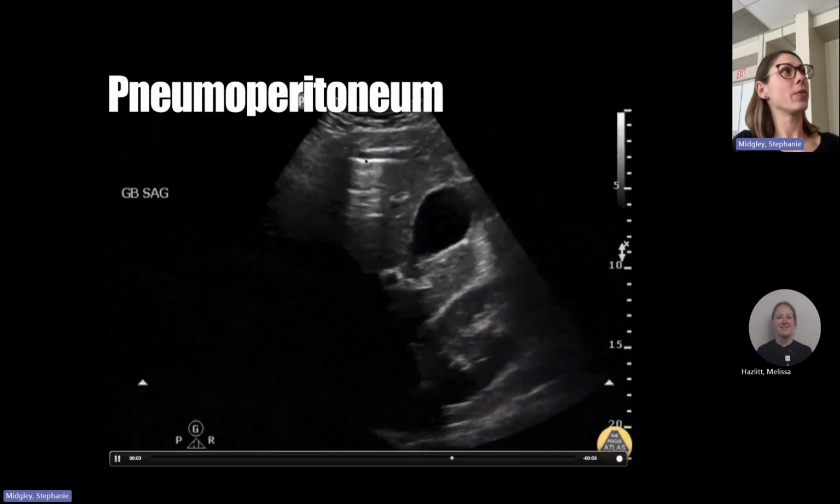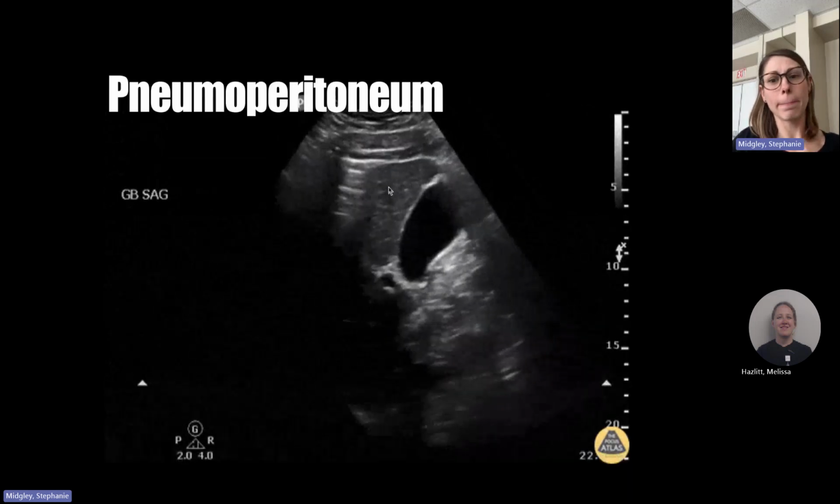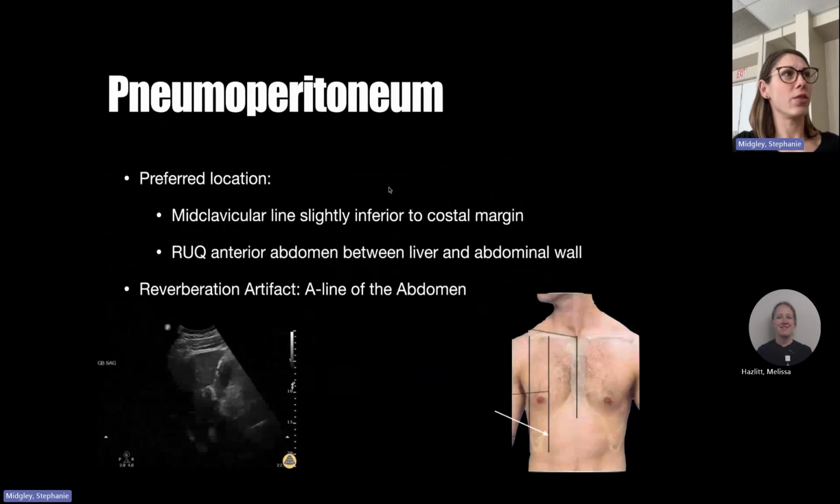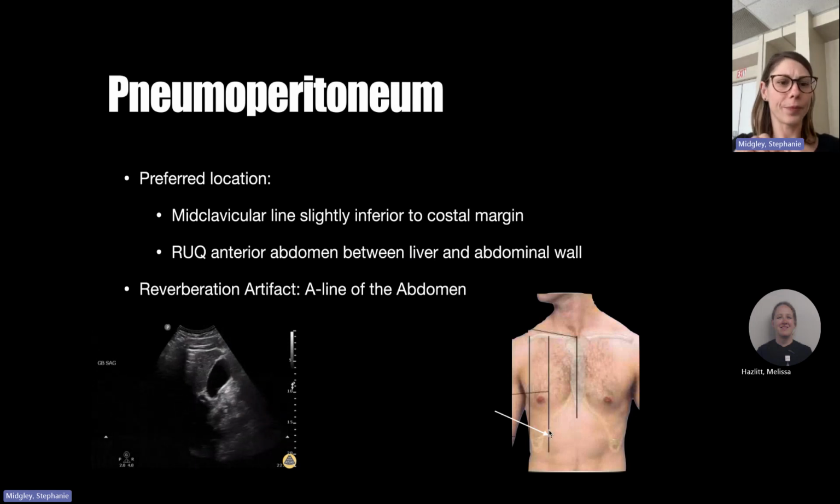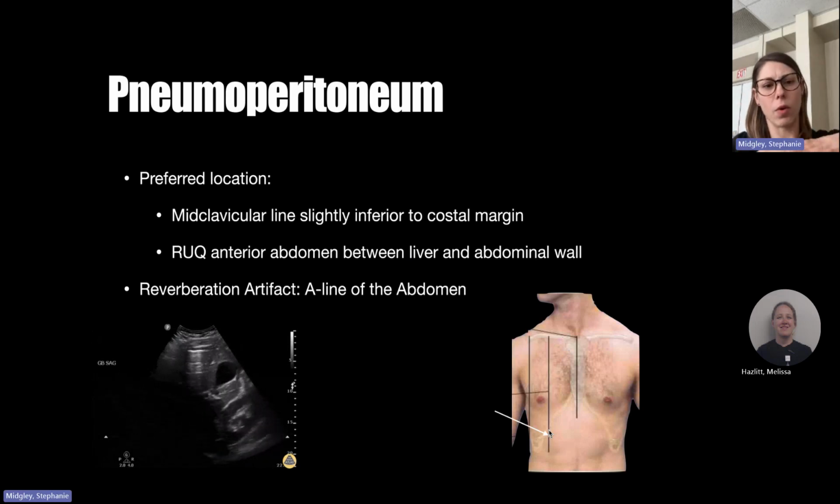There's my guy. Great. So you can see the A lines right here. The preferred location to find your pneumoperitoneum is really going to be the midclavicular line, just inferior to the costal margin. And you're looking at the area between the liver and the abdominal wall, and you're looking for these A lines.